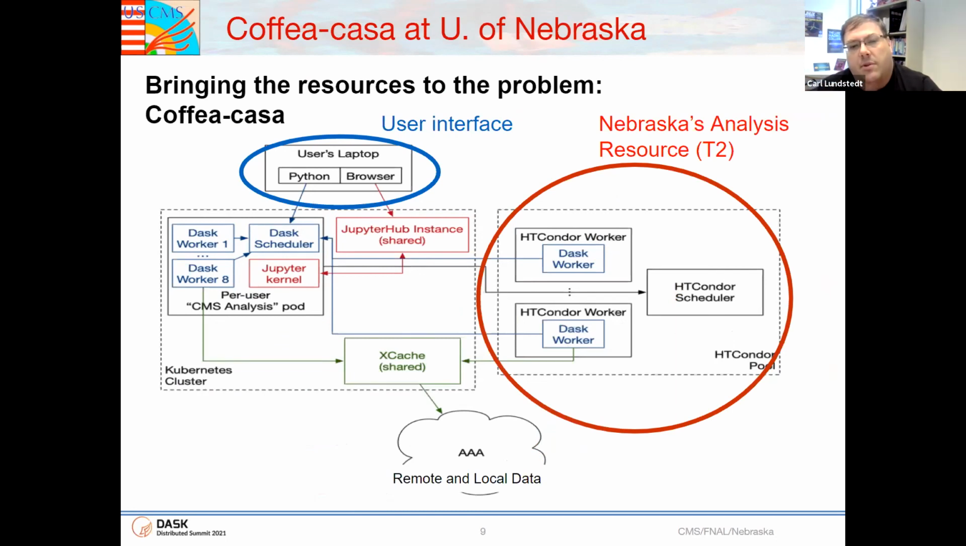The red circle represents our existing established resources, the stuff that we can't replace because we spent tens of millions of dollars on it. The blue circle represents what users are expecting to bring to the table. And so what Nebraska and Purdue and Fermilab and these other sites can do to help add to the ecosystem is create that connective tissue between the user face and the resource. Okay.